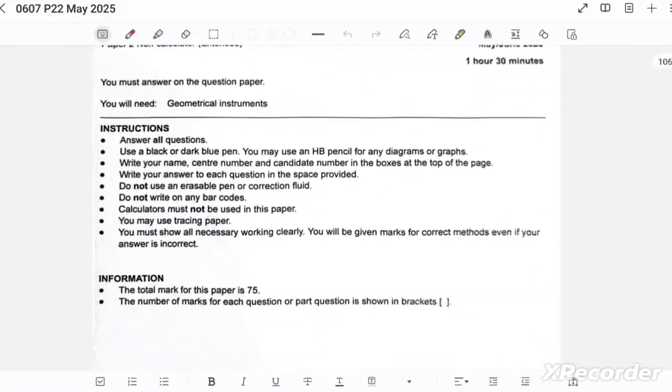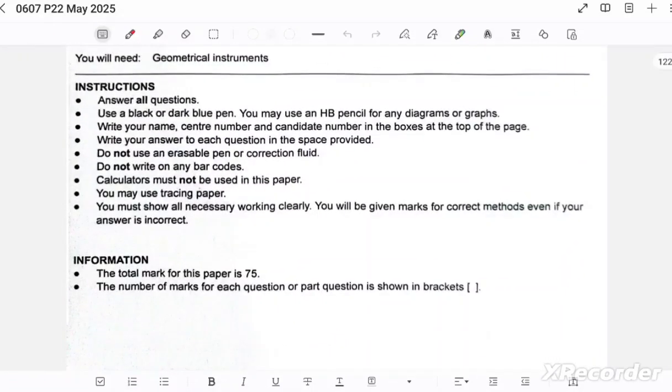Look, for example, that you must show all necessary working clearly. You will be given marks for correct methods, even if your answer is incorrect. So it's very important to show your work.